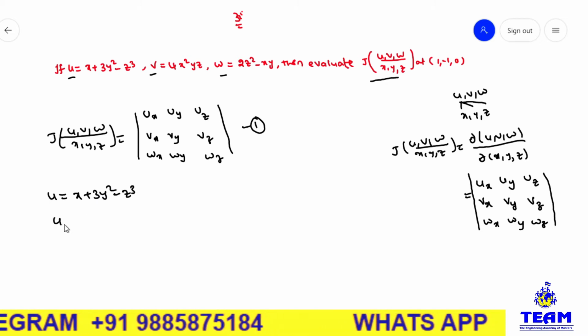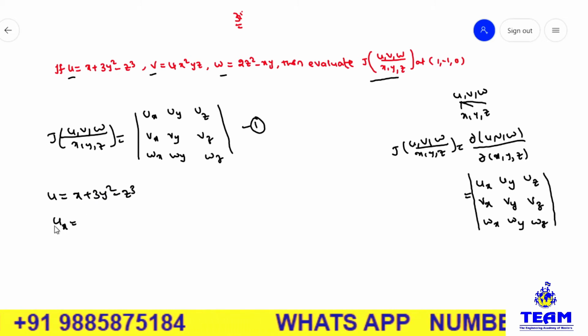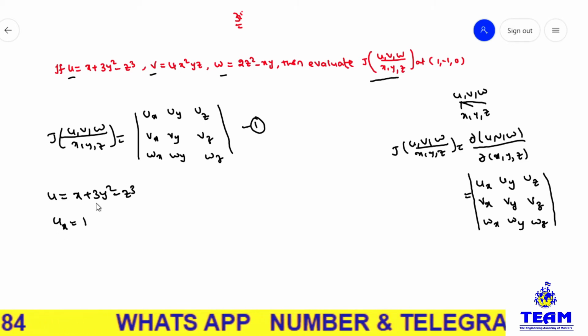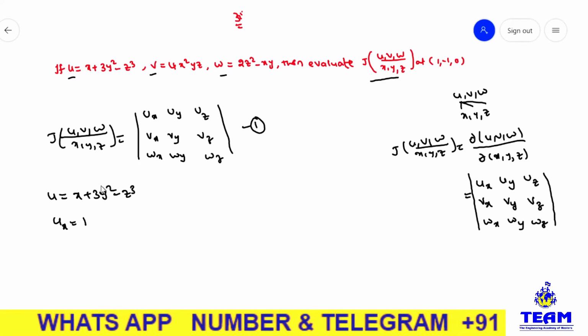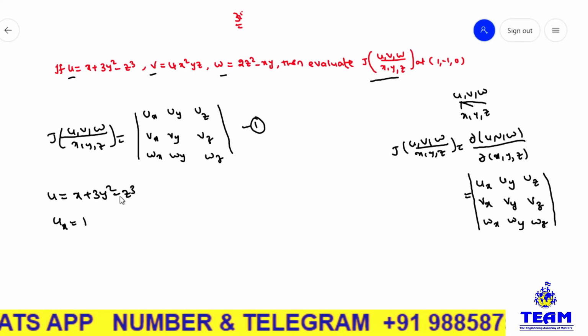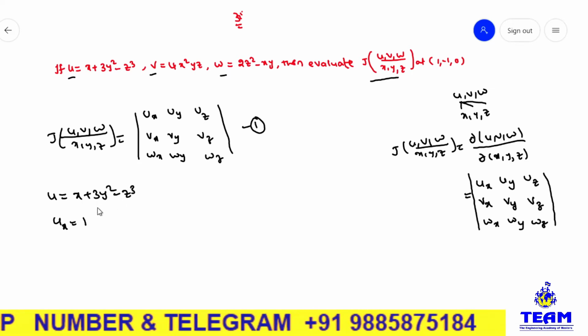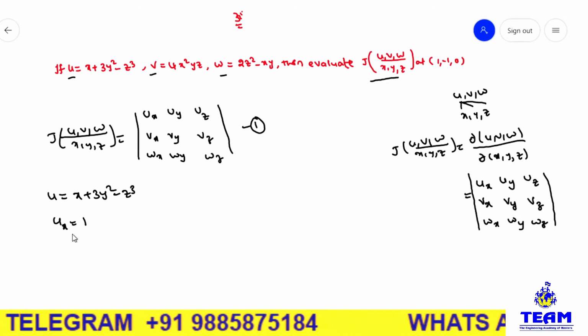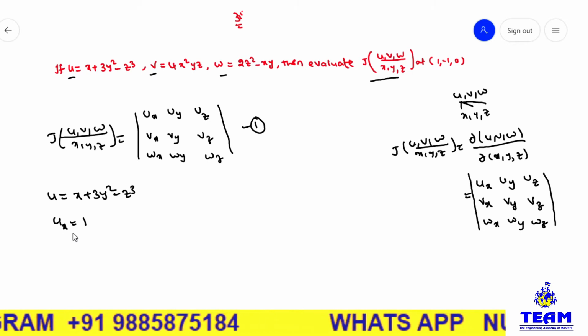Now I want dou u by dou x, which we can also denote simply as ux. The x derivative is 1. What about the 3y square? Is there any x term? No. Is there any x term here? No. So these are independent of x, so this derivative will be 0. While differentiating partially with respect to one variable, we have to treat all other variables as constants.